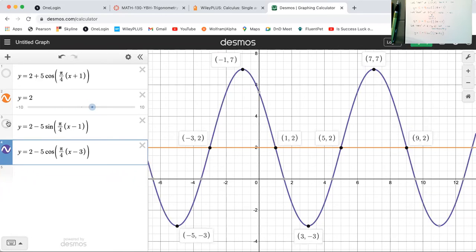So there are 3 equations that will give us the same graph. By adjusting where we consider the start to be, that adjusts what trig function we use, sine or cosine, the sign that we attach to the amplitude, positive or negative, and the horizontal shift.